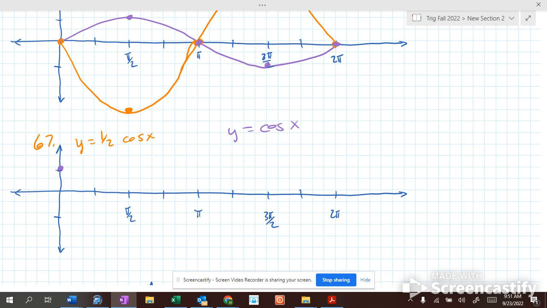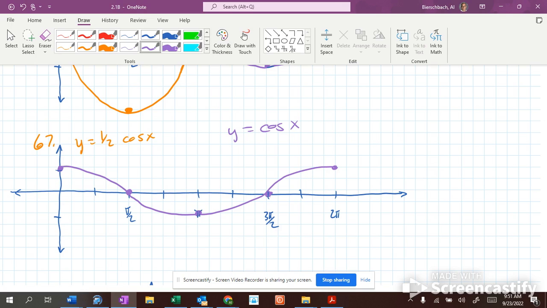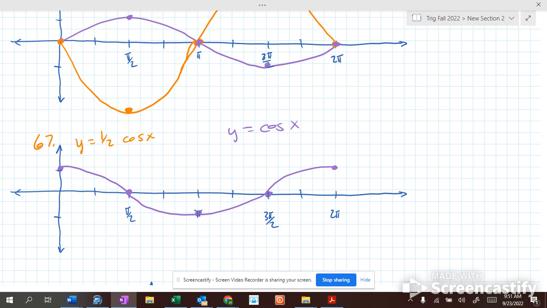The cosine of pi over 2 radians is 0. The cosine at pi is -1. 3 pi over 2 is 0. 2 pi is 1. Okay, so if we're going 1/2 of that, we go a y value half as tall. Half of 1 is 1/2. Half of 0 is 0. Half of -1 is -1/2.